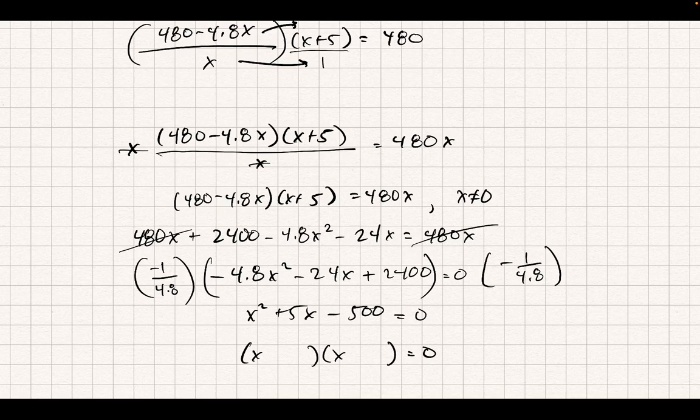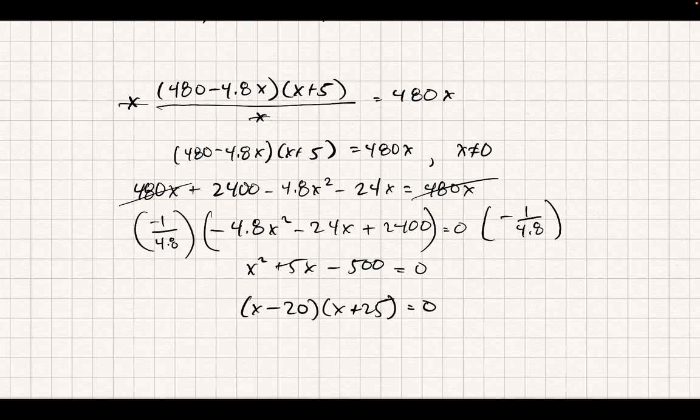Are there factors of 500 that add up to 5? I'm really hoping. 20 and 25. Minus 20, plus 25, so I can get a positive number here. Then the answers are, by the zero product property, x equals 20 or x equals negative 25. But you can't have negative people, so that doesn't work. That's an extraneous solution, and then x equals 20, so you have 20 people.